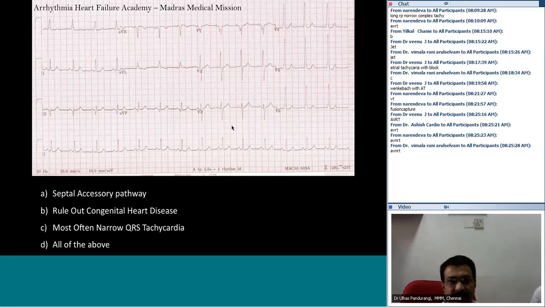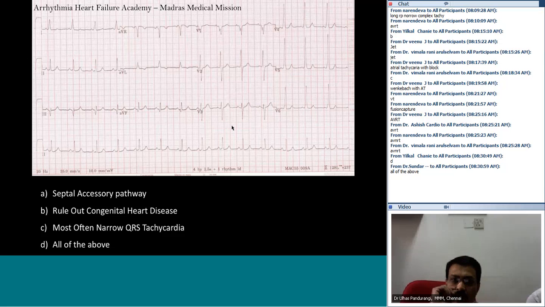Nobody? Srinivasan already ran away? Srinivasan, why did you change your decision? Cath lab is not ready. All right, so most of you, Sundar, Srinivasan, and the other person, you all called it as all of the above. That's correct.